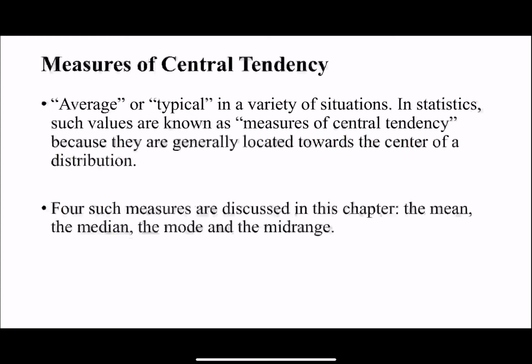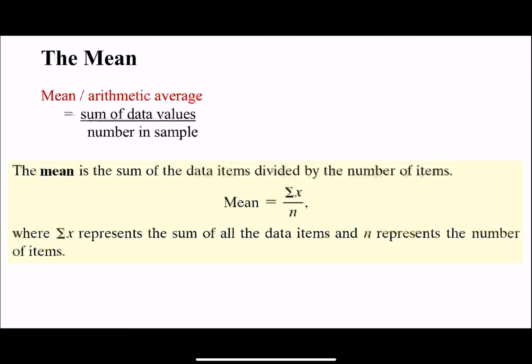And regarding the measures of central tendency, we're going to talk about the mean, median, mode, and the mid-range. I'm going to start with the definition of mean. The mean is the sum of all the data values over the number of data items that you have in your sample.